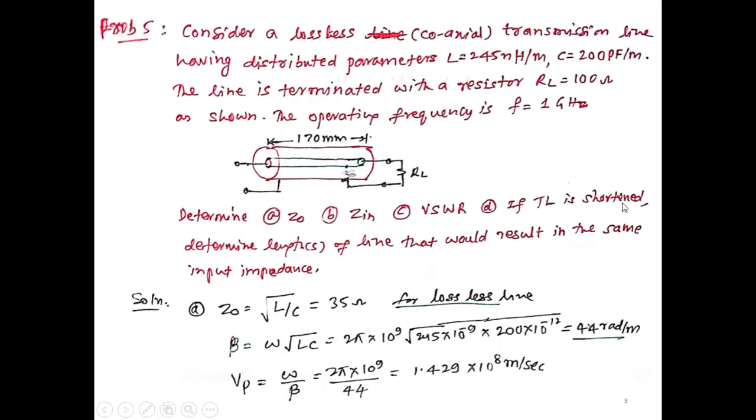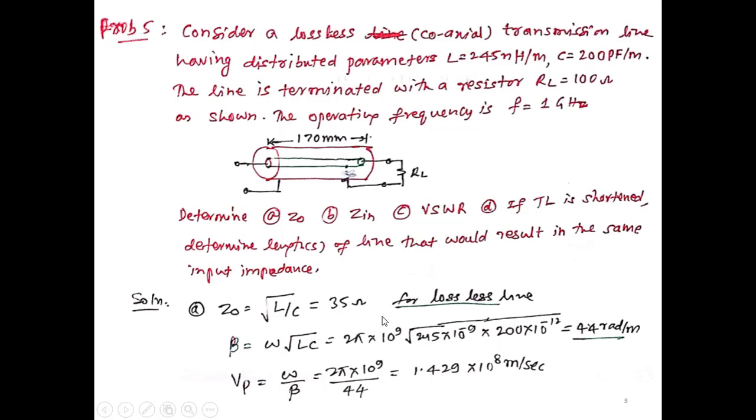If the transmission line is shortened, you have to determine the length of line that would result in the same input impedance. You know that for a lossless line, characteristic impedance Z0 is given by under root of L by C. Substitute the value of L is equal to 245 nH per meter and C is equal to 200 picofarad per meter. And if you simplify, you get 35 ohm for lossless line.